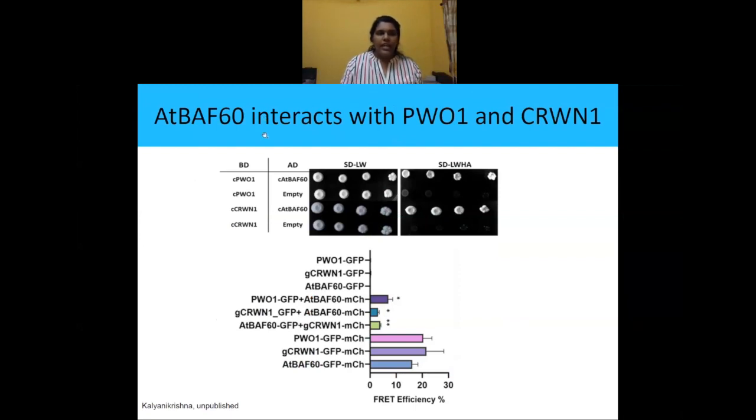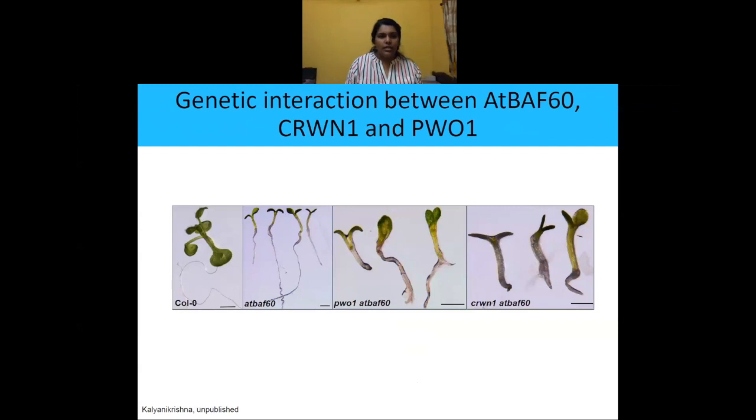Then we confirmed the ATBOB60 interaction with PWO1 and CRWN1. So indeed, ATBOB60 showed the interaction with PWO1 and CRWN1 via yeast-2 hybrid and FRET analysis. And then we checked if there is a genetic interaction by crossing ATBOB60 with PWO1 and CRWN1.